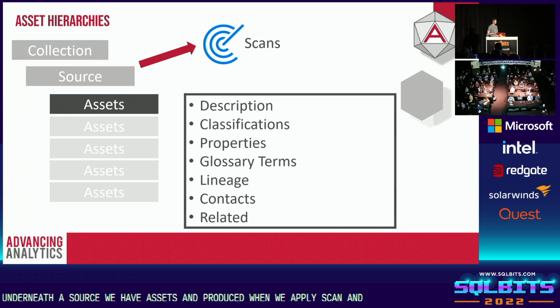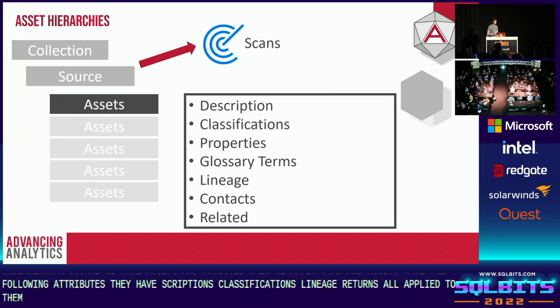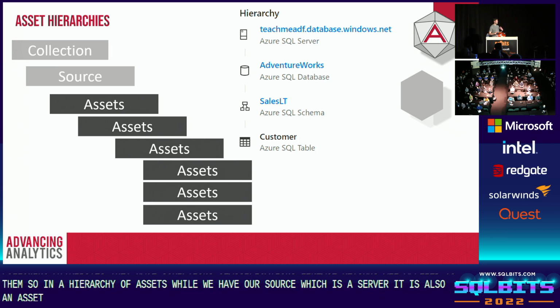And assets have the following attributes. They have descriptions, classifications, lineage, and glossary terms, all applied to them. So in our hierarchy of assets, while we have our source, which is a server, it is also an asset. So is our database, so is our schema, and so is our table.